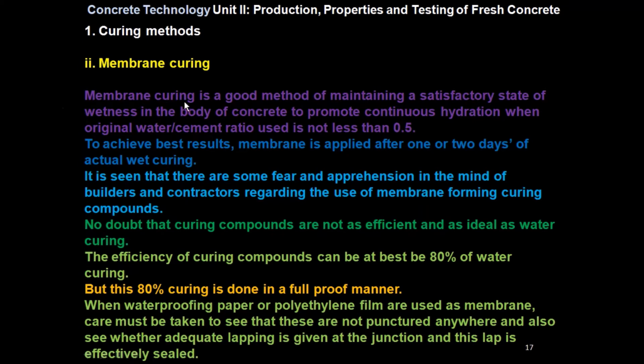Membrane curing is a good method of maintaining a satisfactory state of wetness in the body of concrete to promote continuous hydration when the original water cement ratio used is less than 0.5. To achieve best results, membrane is applied after 1 or 2 days of actual wet curing.